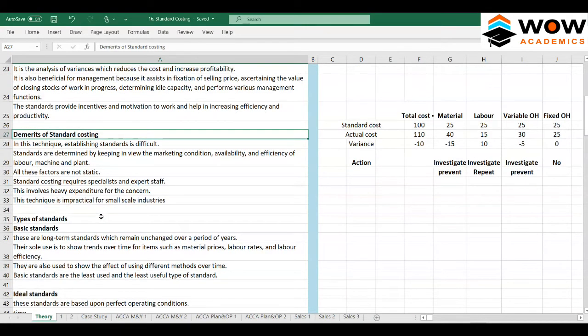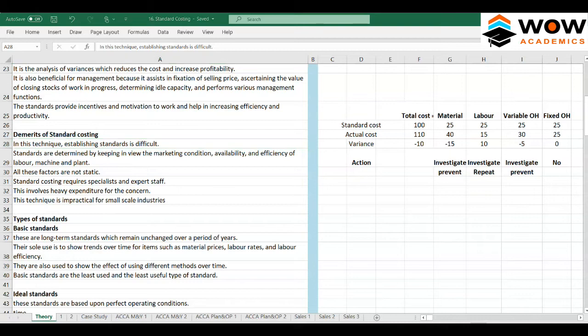So are there any bad things about standard costing? See, yes, there are bad things here. From where did we find out the standard? The standard itself can be wrong. Okay, so we can say that establishing standards is difficult.